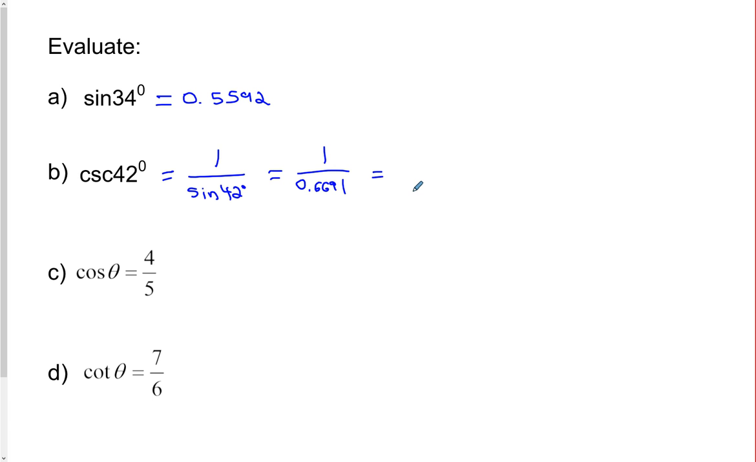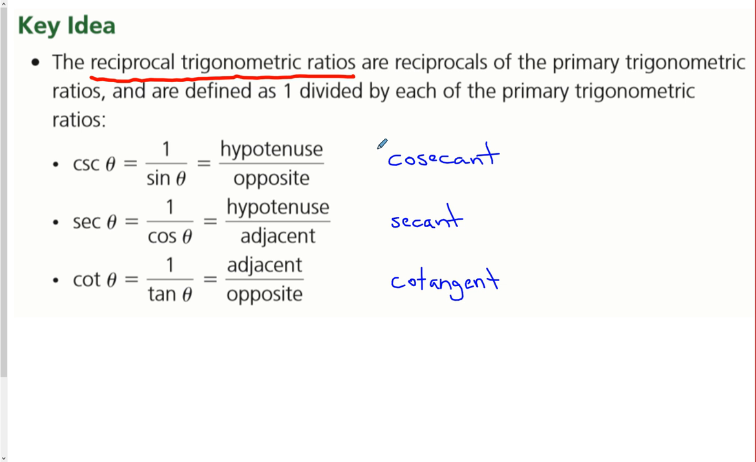And I'm going to end up with 1.4945 when I round it off. So you say, what's this number? Well, this is just another ratio. This is dividing some sides. So cosecant, if I flip back here, cosecant is the hypotenuse of the triangle divided by the opposite side.